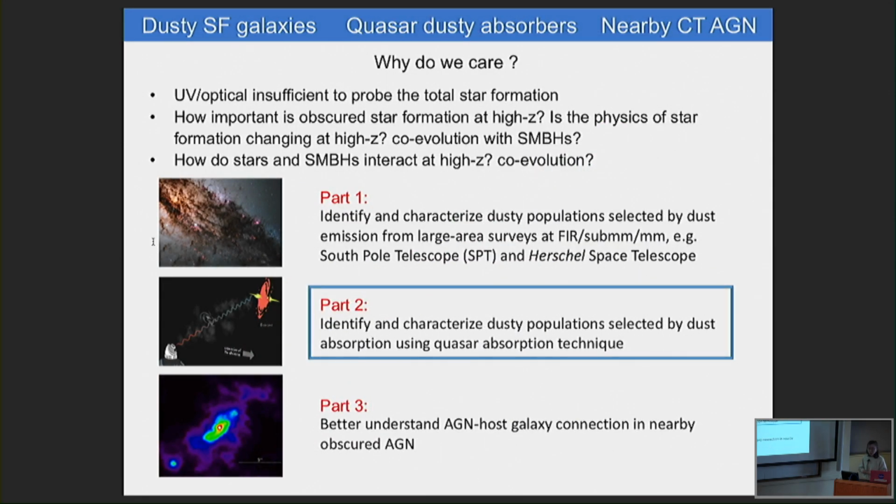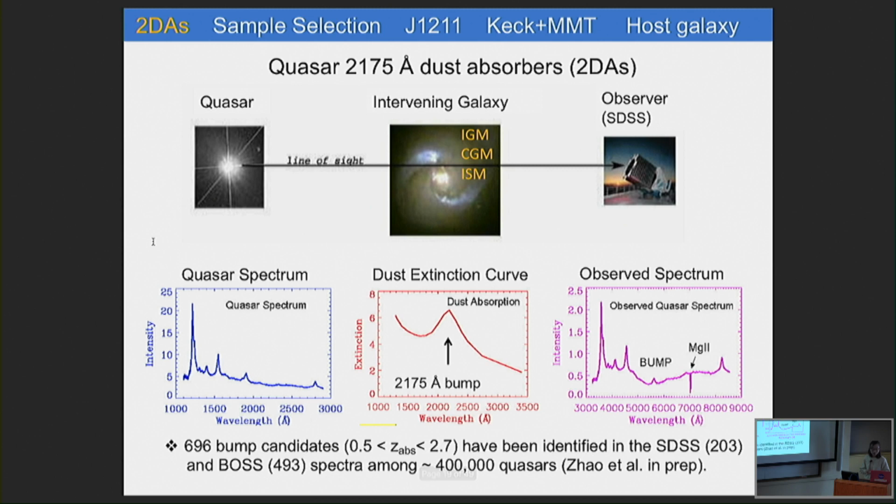Okay, so I've been talking about dusty galaxies in emission. Now let's move on to dusty galaxies in absorption. I'll introduce a relatively new population of quasar absorption line systems, quasar 2175 angstrom dust absorbers, or 2DAs. Just like other quasar absorption line systems, when a quasar sightline happens to pass through an intervening galaxy, depending upon the impact parameter, the quasar may trace the IGM, CGM, or even the ISM of the intervening galaxy.